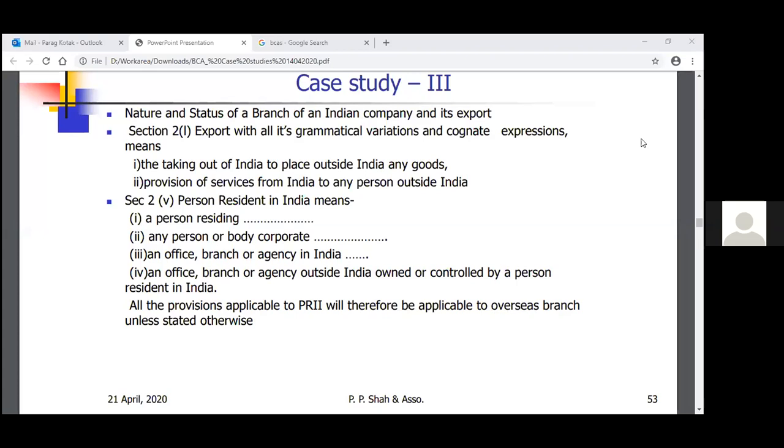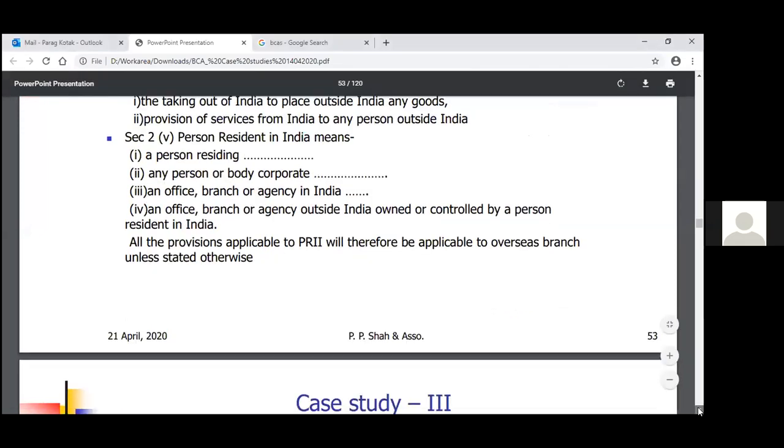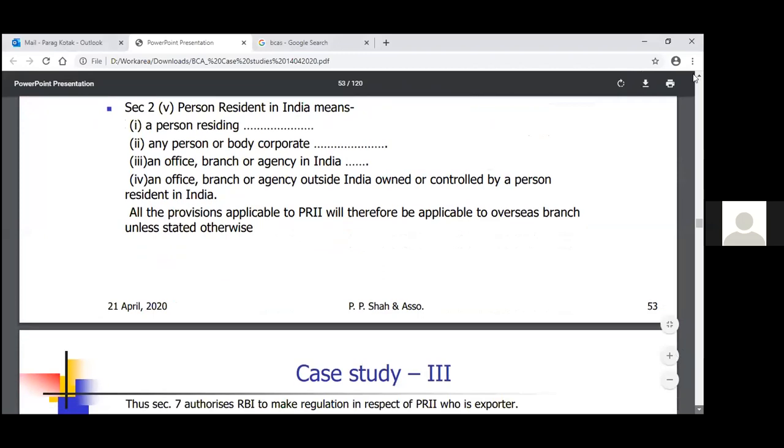That is what I wanted to bring about in this case study, and therefore answers are available to you, and discussion is also available to you on this case study. So can we go to the next case study, please? And any question on this case study, please? So, Paresh, what is your conclusion? What is your opinion? Whether a net of expenses branch can remit?